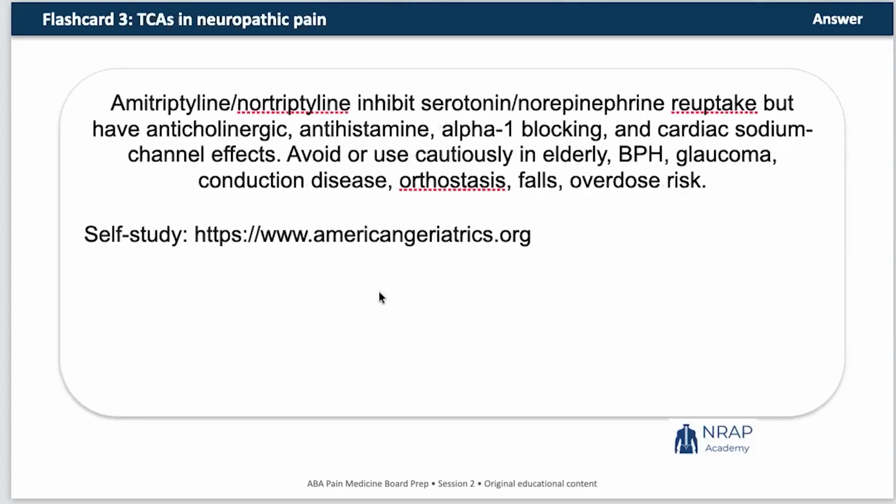Tricyclics, amitriptyline, nortriptyline. Those are the two most common ones we use, I'd say probably because they have the least anticholinergic side effects and they have the most utility in pain. Alpha 1 blocking, cardiac sodium channel blocking. Avoid or use cautiously in elderly, BPH.